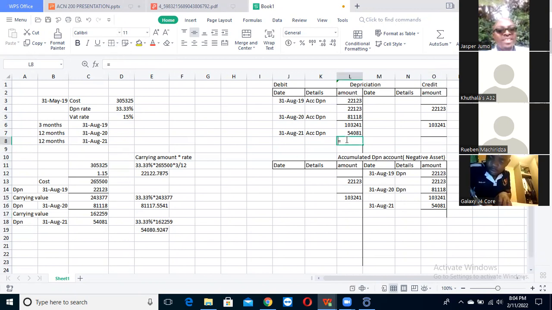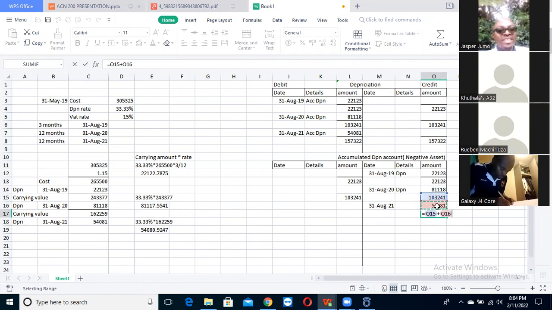So do we balance? We say the previous amount plus the current charge. We find 157,322. That amount is the very same amount that goes in the total column on the credit side. And that amount is the very same that we must see if we also add here, 157,322, and therefore we balance both sides.